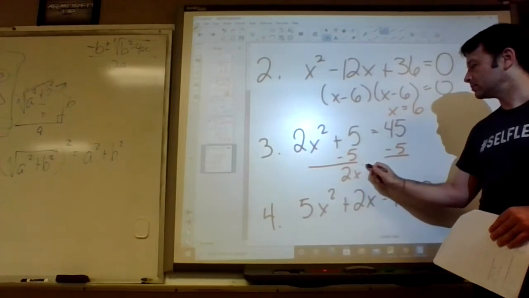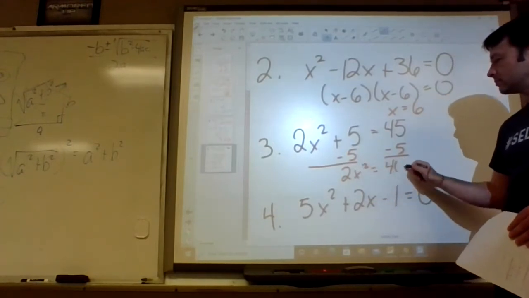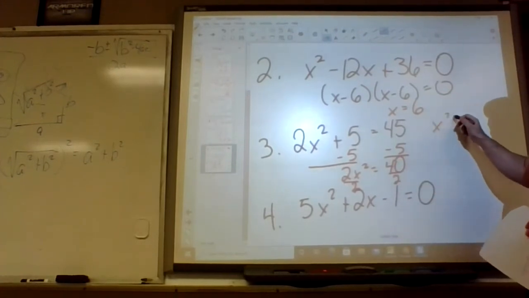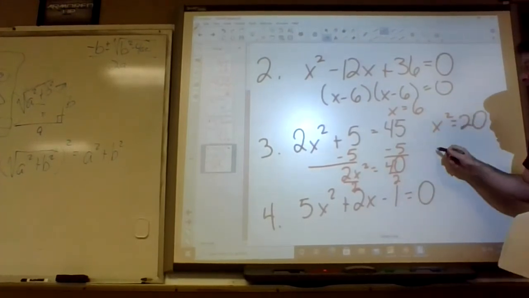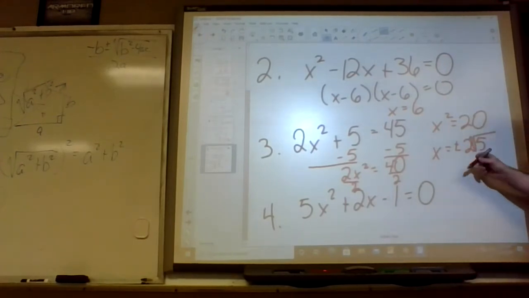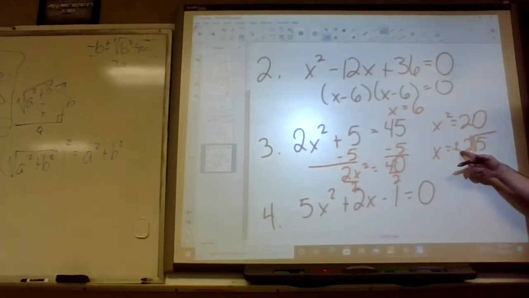So is it 5 square root? I did it right, guys. x squared is 20. Square root of 20, is it 2 square root 5? Okay. Here's something that we're likely to forget. When you do that square root trick, you have to put a plus or minus right there.